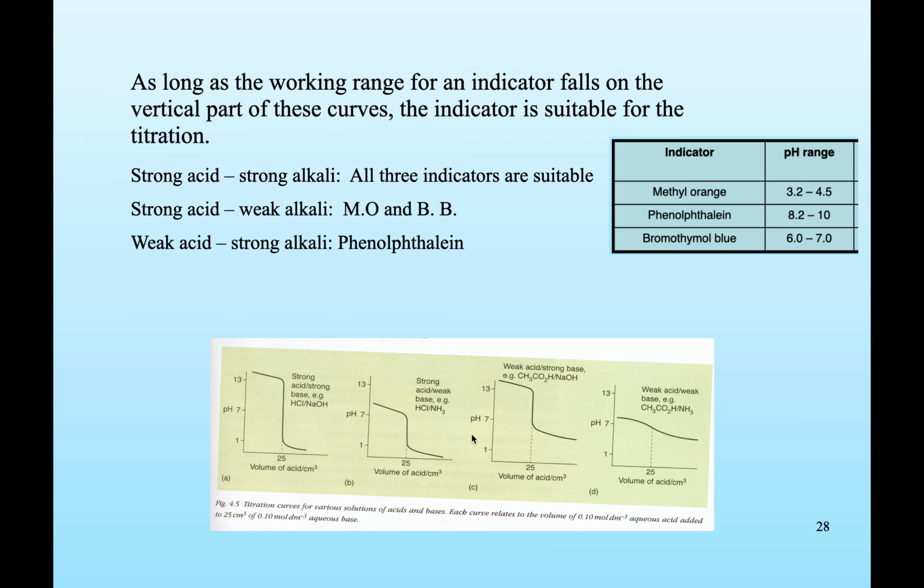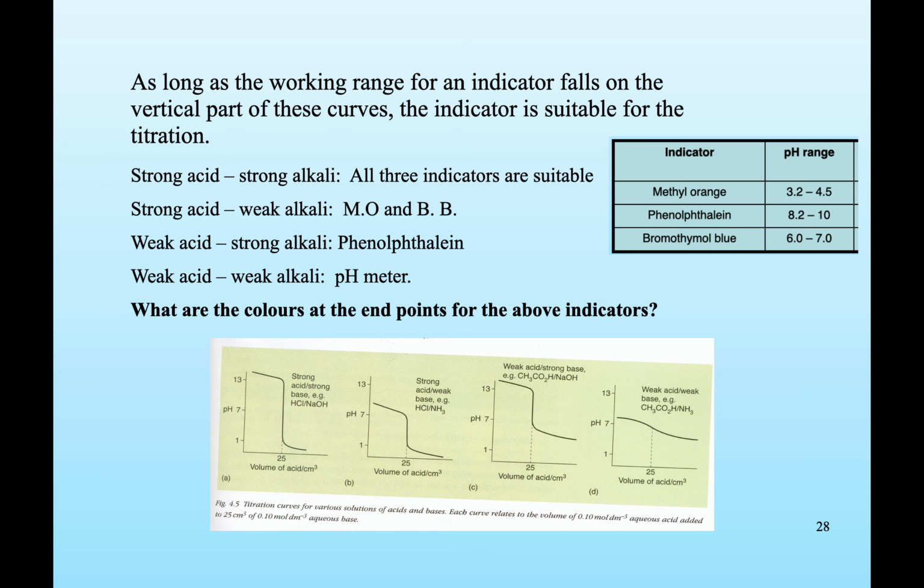Weak acid, strong alkali, so strong alkali is here. Really, the only one that's suitable is phenolphthalein. It is 8.2 to 10, which falls into here. So phenolphthalein with a strong alkali is the perfect indicator. And with weak acid, weak alkali, you can't use an indicator. You have to work with a pH meter.